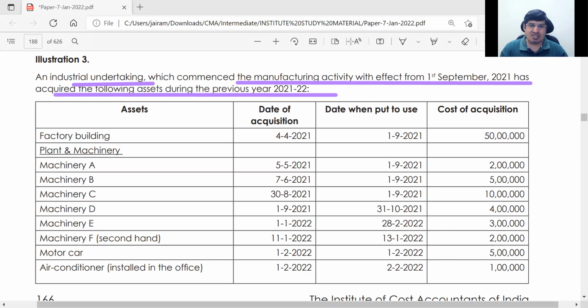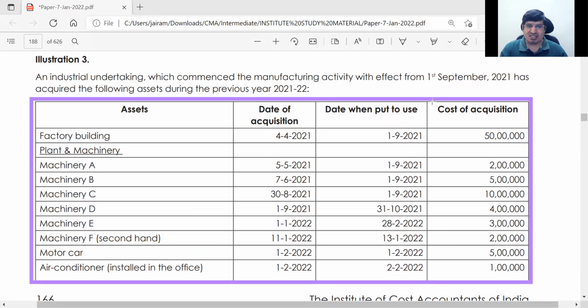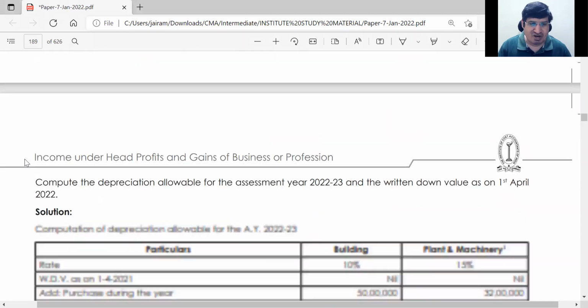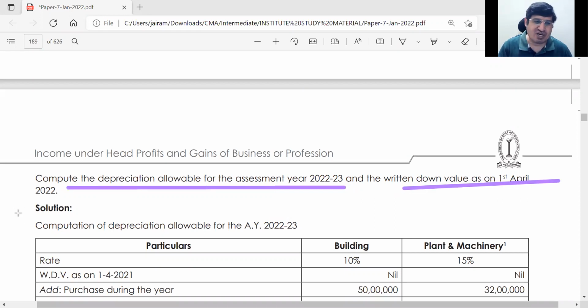ठीक है, ये सारे assets खरीदा गया है. It has acquired all these assets. We have to calculate depreciation, additional depreciation, and also find out the WDV. इस प्रॉब्लम में, ठीक है. इसमें देखिए कोई परसेंटेजेस दिए नहीं गए हैं. We have not been given any percentages, and the problem is compute the depreciation allowable for AY 22-23 and WDV as on 1st April 2022. ठीक है, तो ये हमको निकालना है.